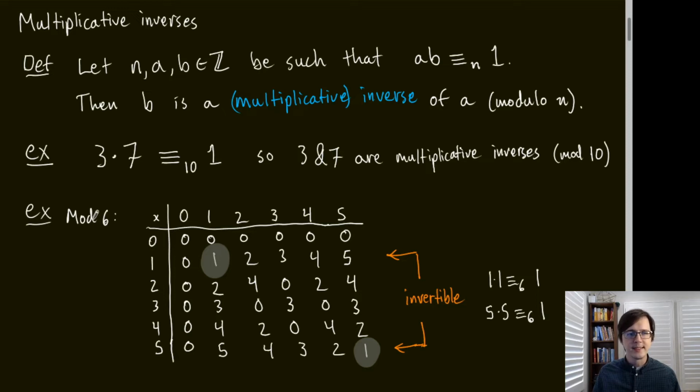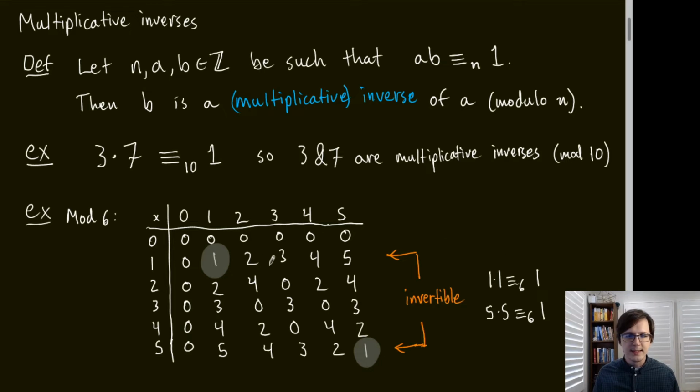Let's look at mod 6. Here's a multiplication table showing each residue mod 6 times every other residue. We can see that 0 times nothing gives us 1, so it is not invertible. We can see that 1 times 1 is 1. And we see that 2 we can't multiply by anything to get 1, nor 3, nor 4. But 5 times 5 gives us 1 mod 6. So these are the invertible numbers modulo 6.